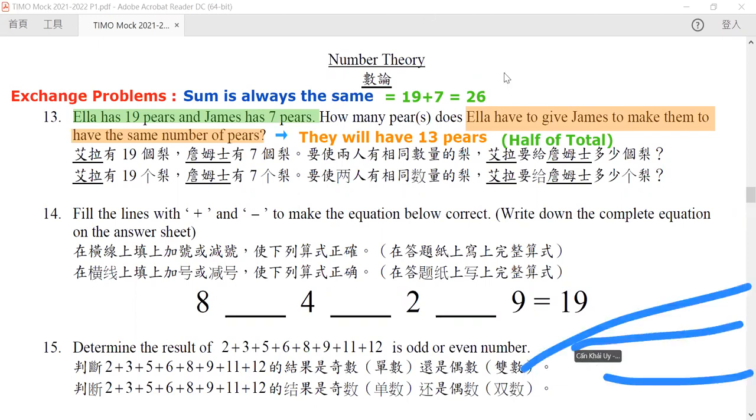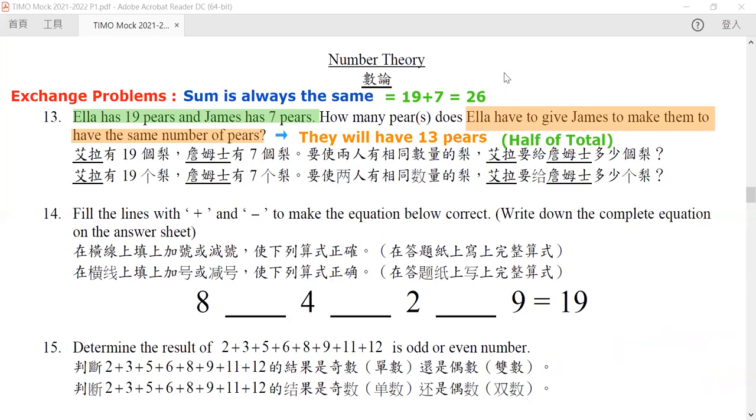So now let's go back to our question. Since Ella starts with 19 pears and ends up with 13, how many of them does she need to give to James? Our answer will be 19 minus 13, which equals 6. So Ella needs to give 6 pears to James. This is our answer.